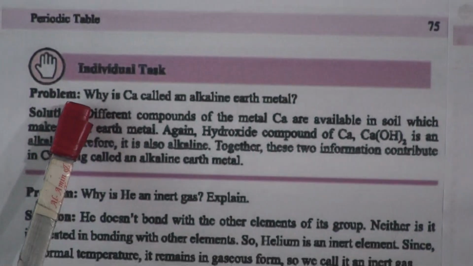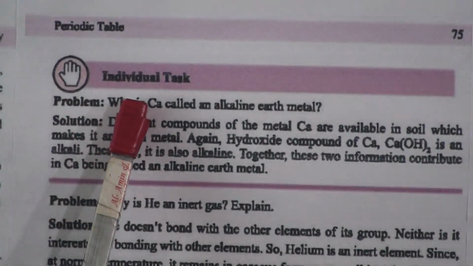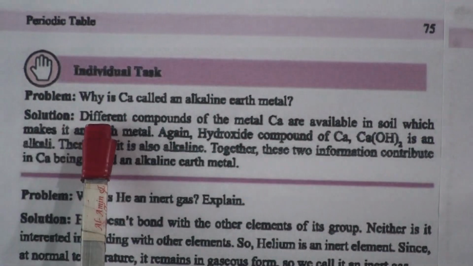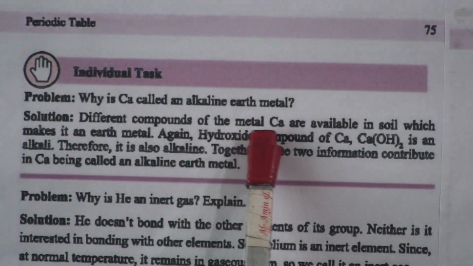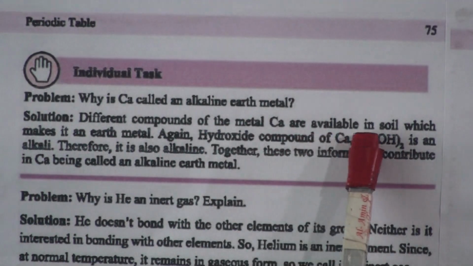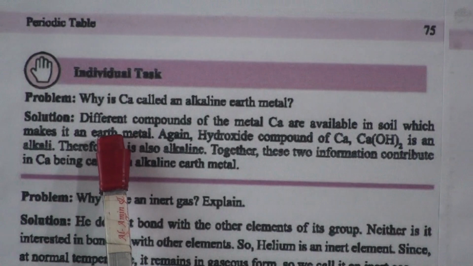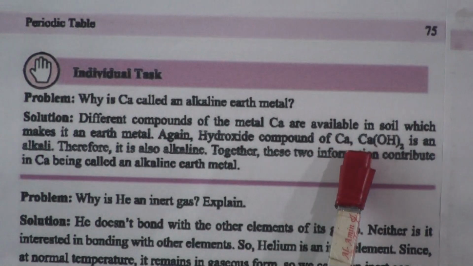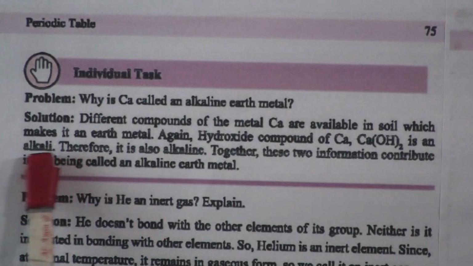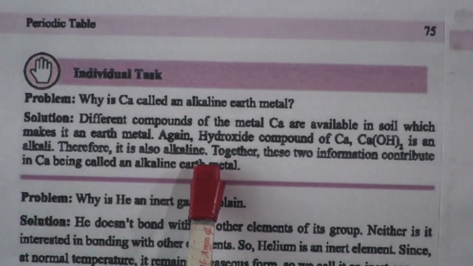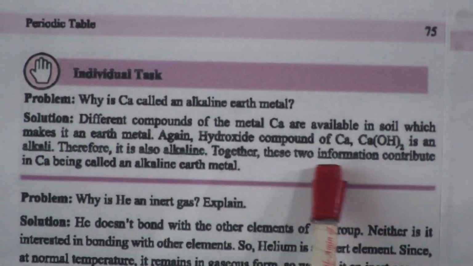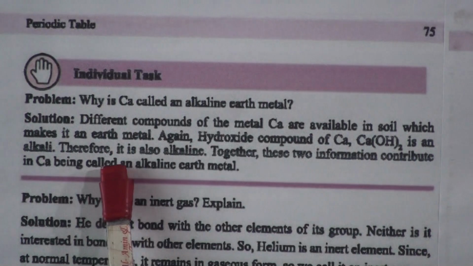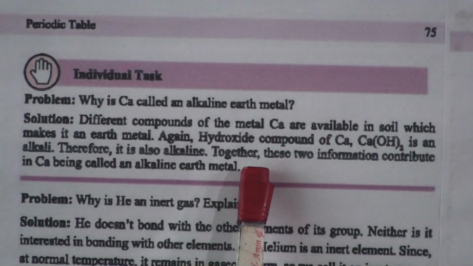Now here they give a problem: why is calcium called an alkaline earth metal? The answer is different compounds of the metal calcium are available in the soil, which makes it an earth metal. Again, the hydroxide compound of calcium, calcium hydroxide, is an alkali, therefore it is also alkaline. Together these two pieces of information contribute to calcium being called an alkaline earth metal.